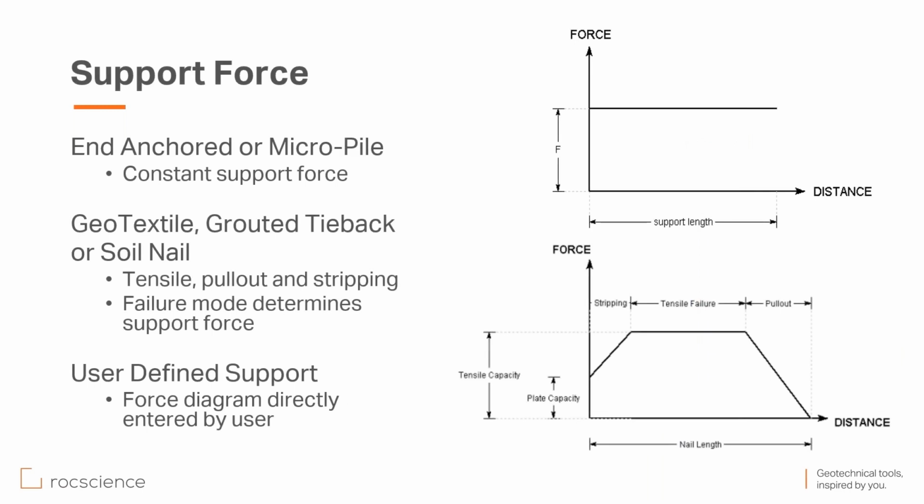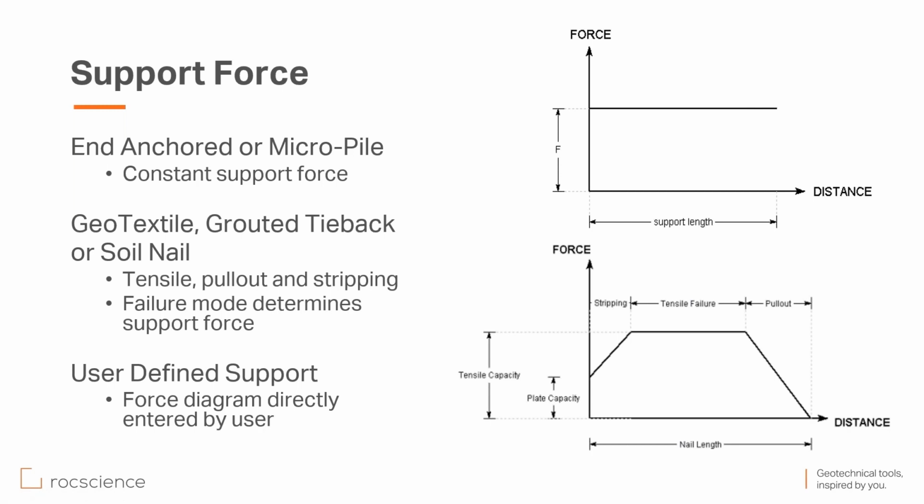When support intersects a slip surface, a force is applied at the point of intersection of the slip surface with the support. And the magnitude of the applied force is used to determine a force diagram, like these two force diagrams. A force diagram simply represents the maximum available force which the support can apply to the sliding mass, depending on the type of support. For example, for end anchor and micropile, this is a constant force that is applied to the intersection point of the support and the critical slip surface.